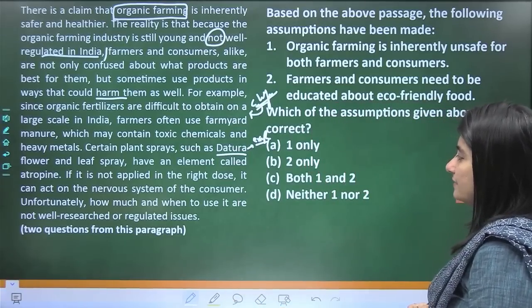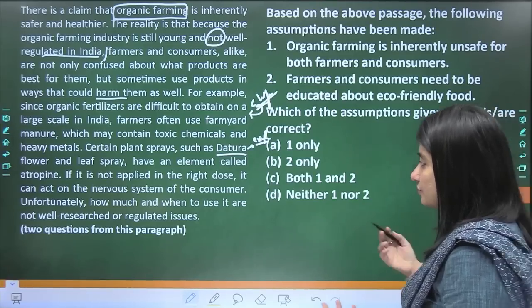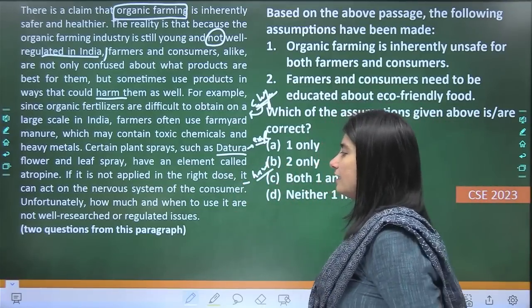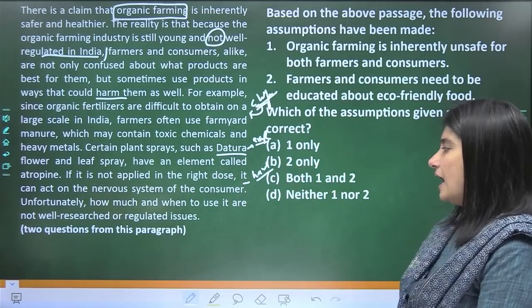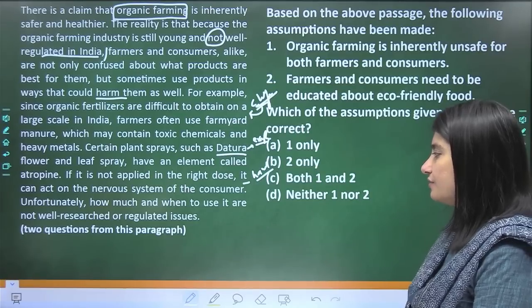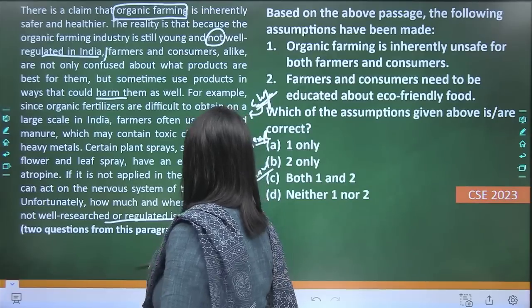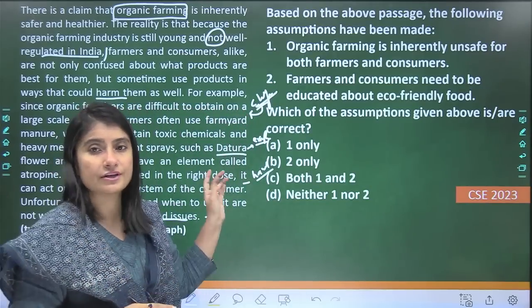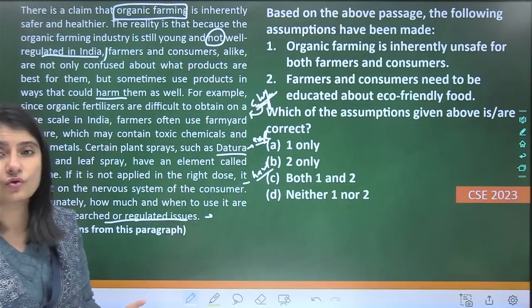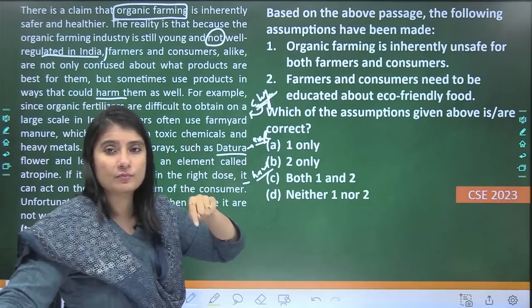If it is not applied in the right dose, it can act on the nervous system of the consumer. So this is a hazard to the nervous system. Unfortunately, how much and when to use it are not well researched or regulated issues. So we are again talking about regulation here. Now we have read the passage, but we did not know what to look at. This is the first mistake. I told you we will ponder upon what to read first.